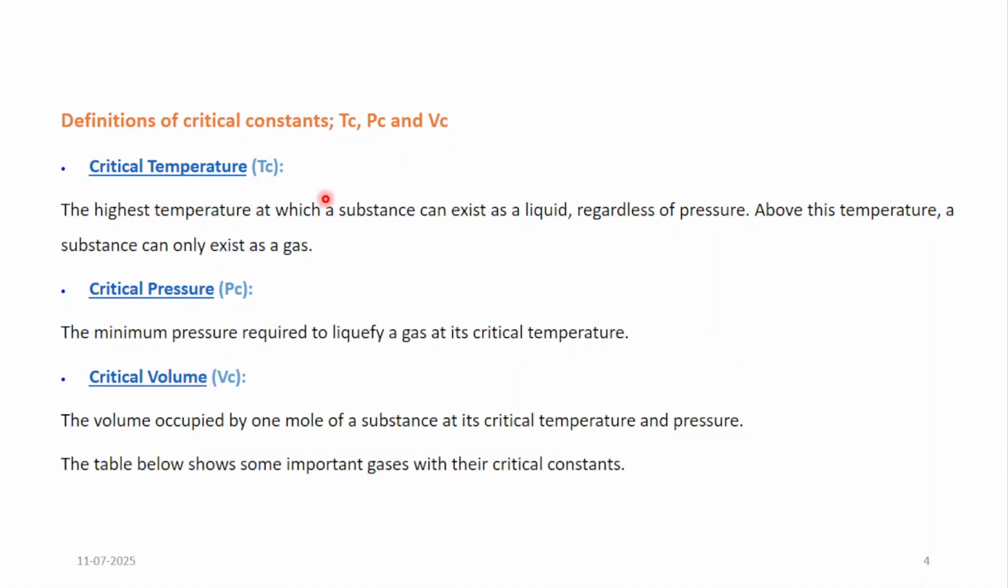Critical temperature is the maximum temperature at which a substance can exist as a liquid, and above this temperature the substance can exist only as a gas. You cannot convert it into liquid even if you apply very high pressure. So this maximum temperature is called critical temperature. The minimum pressure required to liquefy a gas at its critical temperature is called critical pressure. And the critical volume is the volume occupied by 1 mole of the substance at critical temperature and pressure.